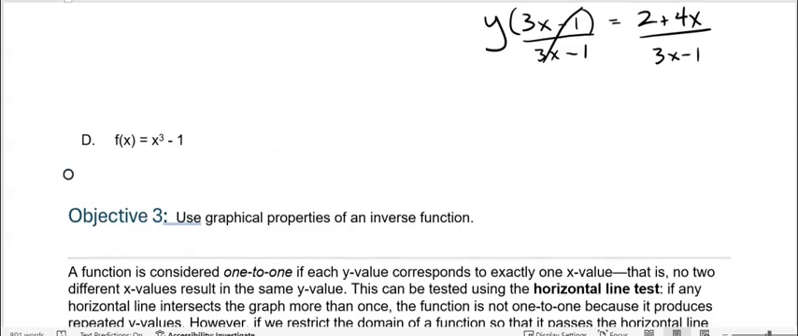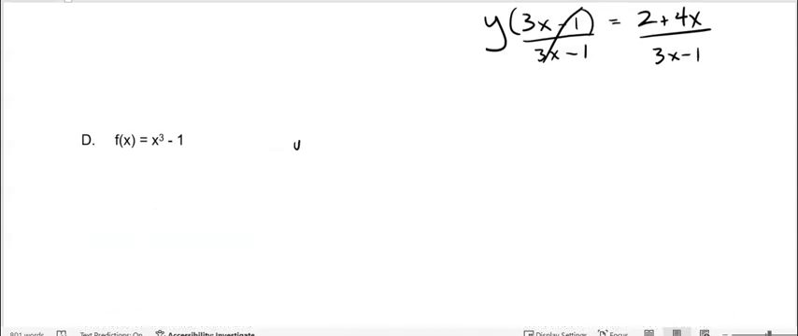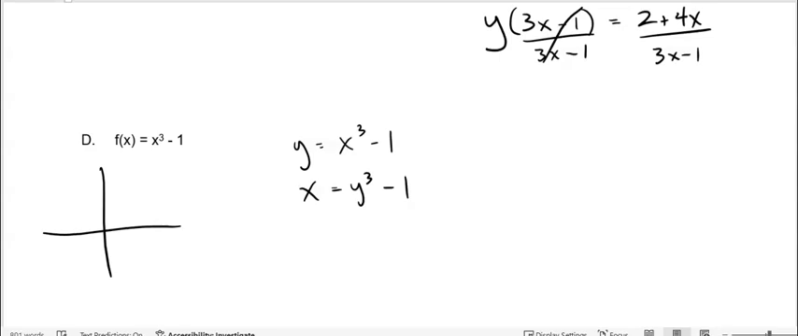All right, one more of these. y is equal to x cubed minus 1. Switch x and y. Oh, we forgot to verify. Verify. I could do a quick sketch of that. I know what the cubic function is. I know that moves it down 1. So I know that's one-to-one. So y equals x cubed minus 1.